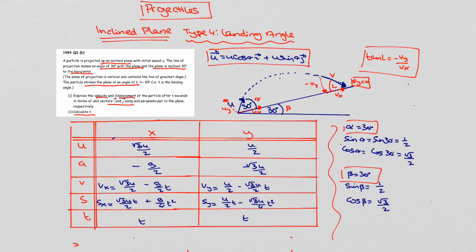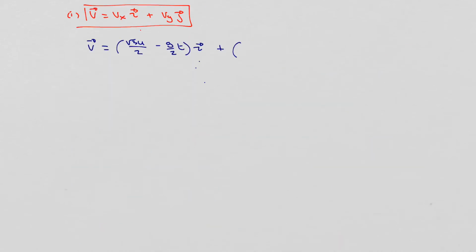Sorry, that should be a g there. Just see that mistake there. Sorry about that. So that's minus root 3g over 2. So we have u over 2 minus root 3g over 2 times t, and that's in our j direction.